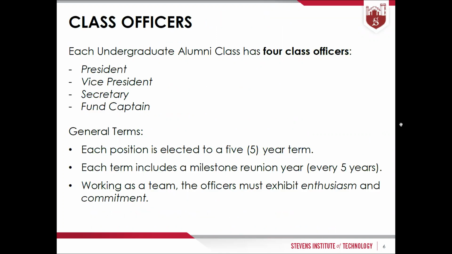So with regard to the class officers, specifically for each class, we typically see that every undergraduate alumni class should have 4 class officers. These are our presidents, vice presidents, secretaries, and fund captains. Each position has a 5-year term. The first year of each 5-year term is a milestone reunion year, or a multiple of every 5 years, so a 5, 10, 15-year reunion. So you can have that first year in your term.